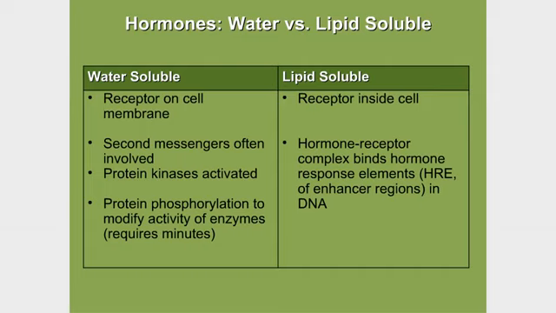In this table are characteristics of similarities and differences between the water-soluble and the lipid-soluble hormones. A major difference between the lipid and water-soluble hormones is the location of the receptor for the hormone. Water-soluble hormones, by definition, cannot enter cells because they cannot go through the plasma membrane. The receptor must be on the cell surface, on the plasma membrane. Whereas for lipid-soluble hormones, the receptor is found inside the cell.